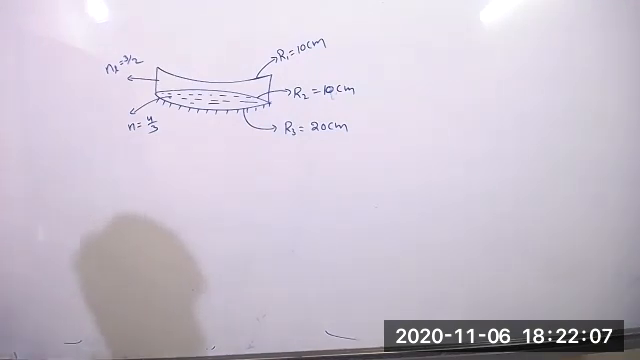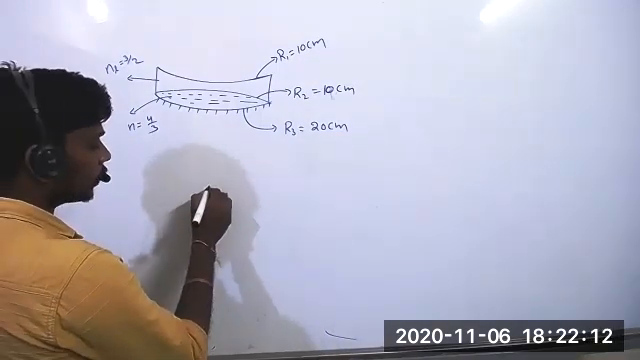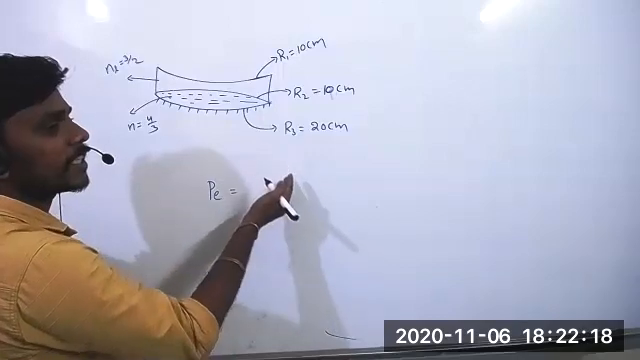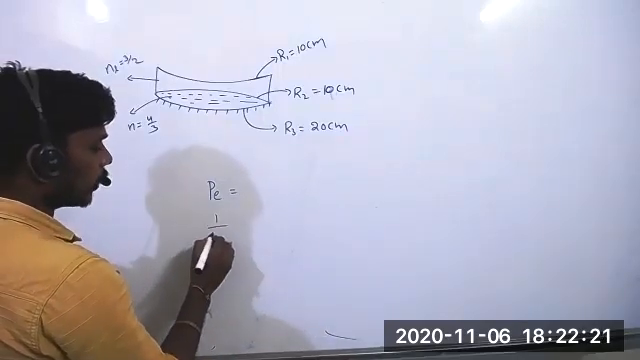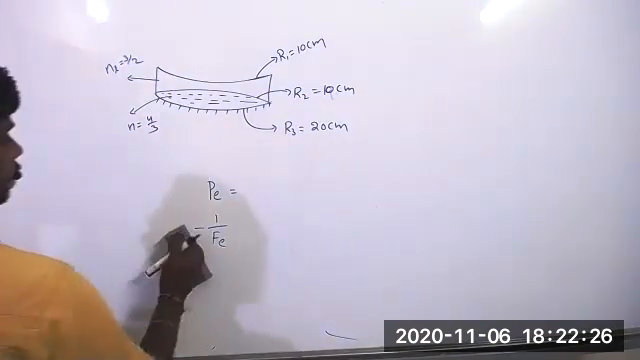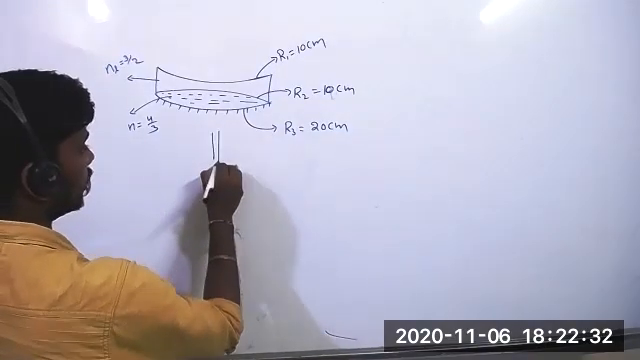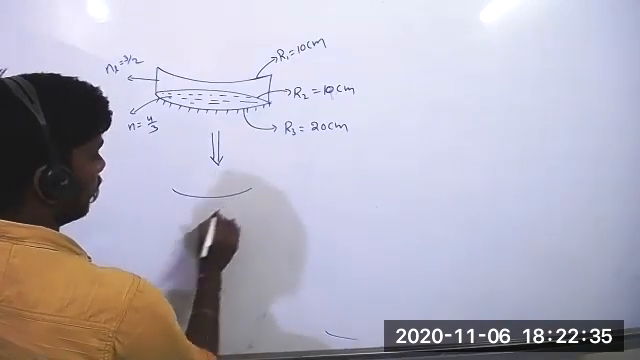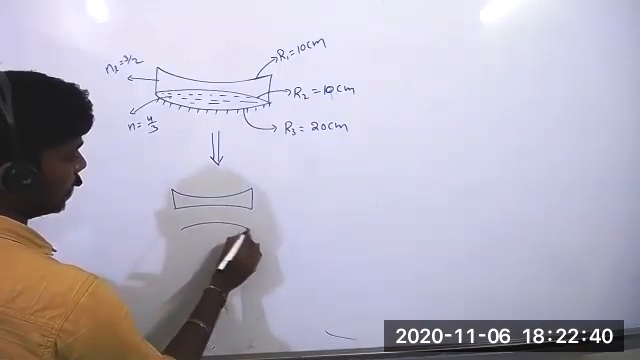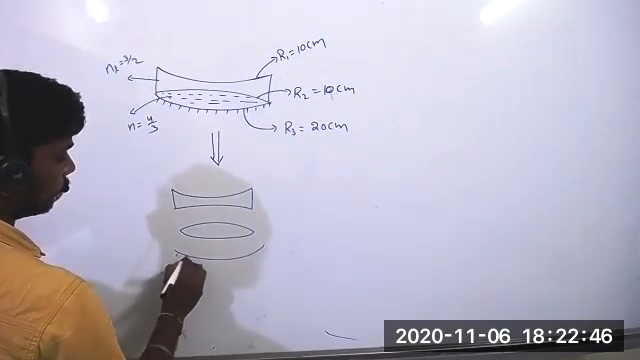Look at this. Now, if you understand clearly, we have to find out P equivalent. If you find out P equivalent, 1 by F, that we can calculate. Okay, let's see first. Resolve this. First one is concave lens. Second one is convex lens. And third one is mirror.